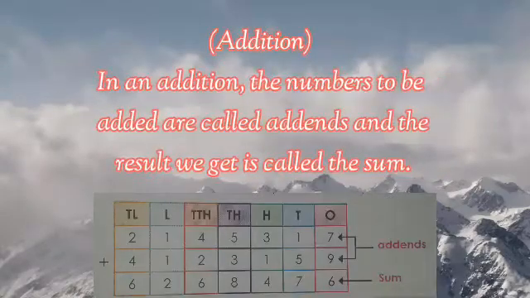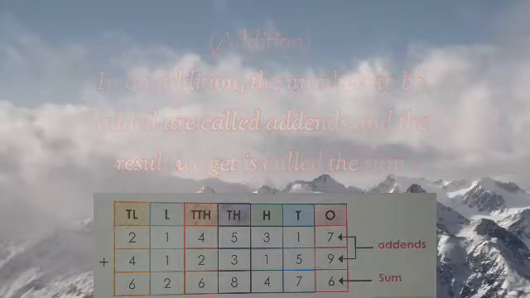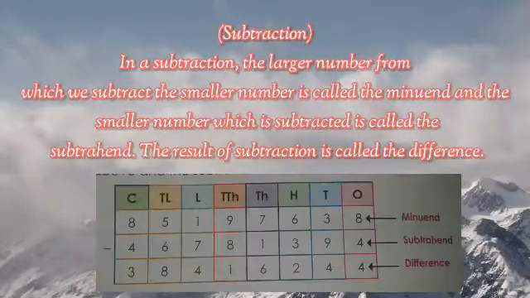Addition. In an addition, the numbers to be added are called addends and the result we get is called the sum. Subtraction. In a subtraction, the larger number from which we subtract the smaller number is called the minuend, and the smaller number which is subtracted is called the subtrahend. The result of subtraction is called the difference.